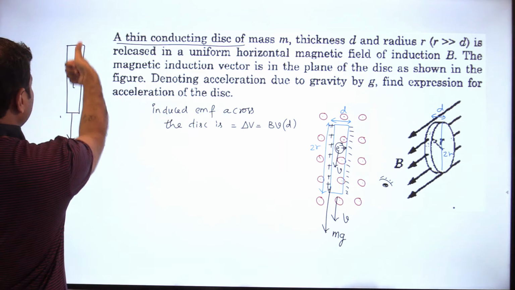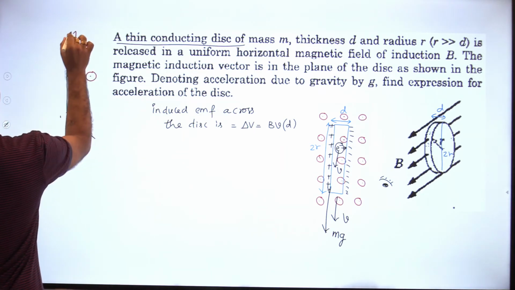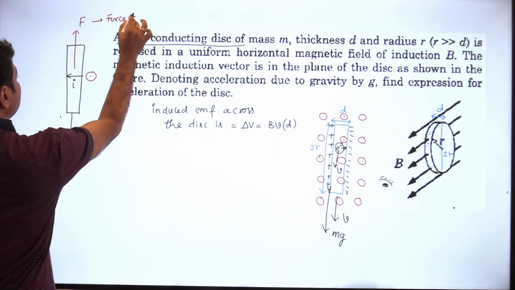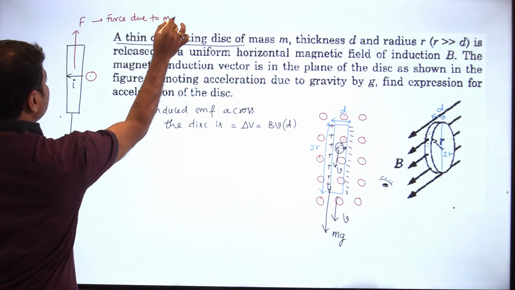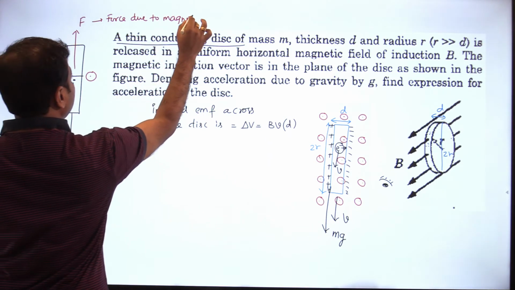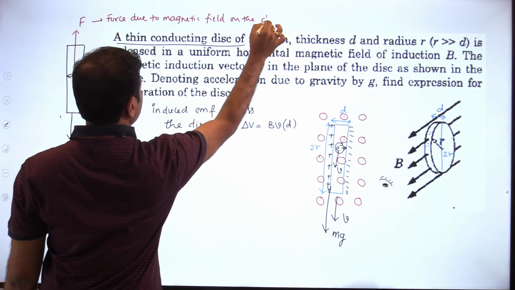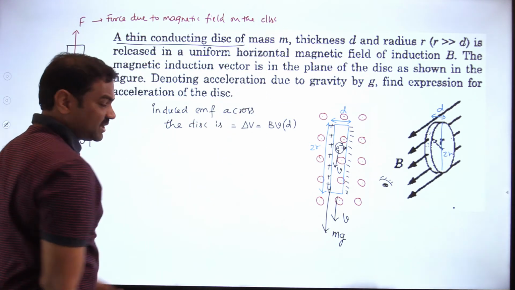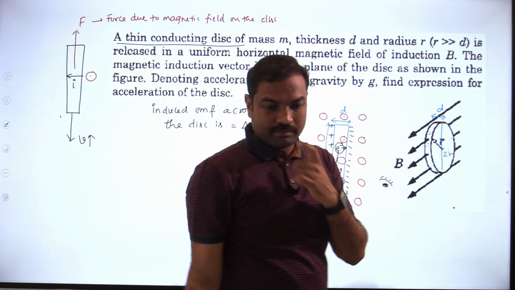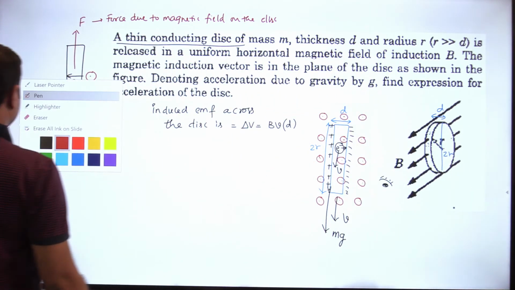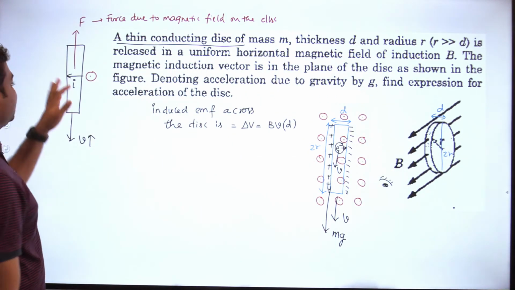So L bar cross B bar will be upward. So the force will be, this is the force due to magnetic field on the disk. So here what is the assumption? Assumption is velocity is increasing, let us say. Assumption is velocity is increasing as it is falling under gravity. Clear? There is a current.